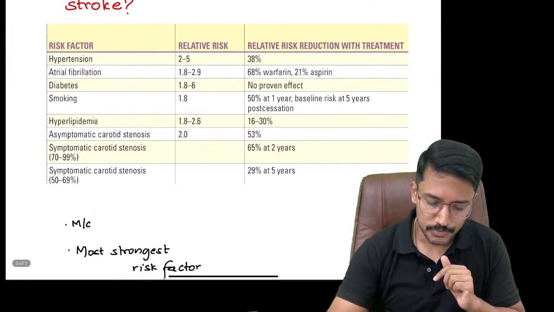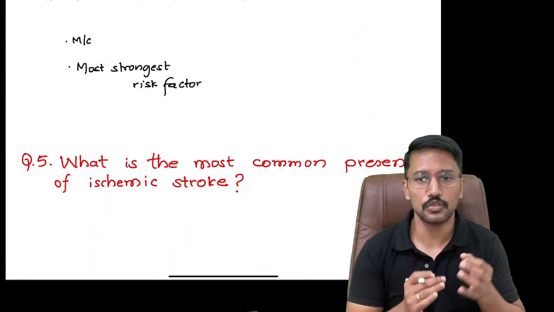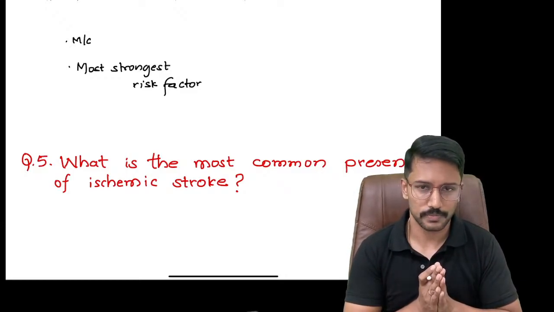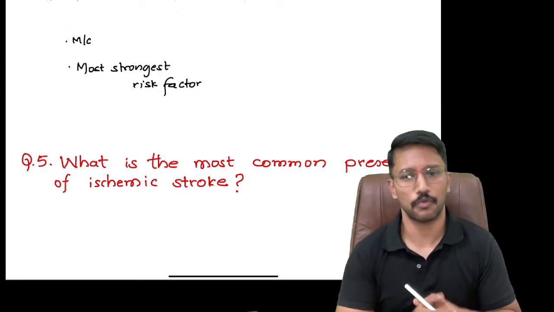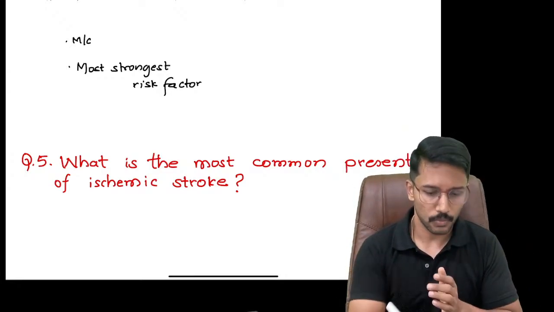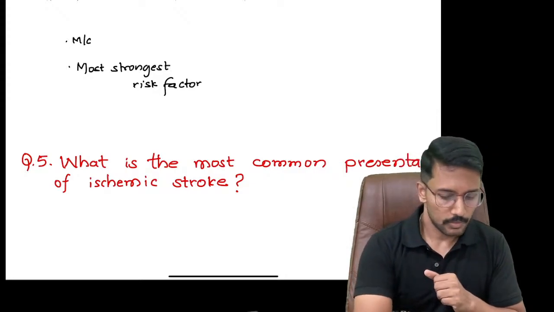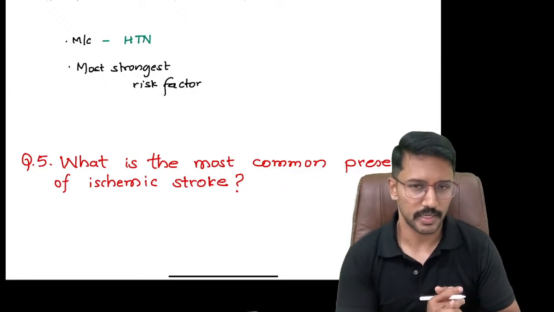Okay, the first MCQ they will ask you is, what is the most common risk factor for ischemic stroke? And what should be your answer? This is like an MCQ that we have been asking from my times when I was studying MBBS. The most common risk factor for ischemic stroke is hypertension and then diabetes mellitus.